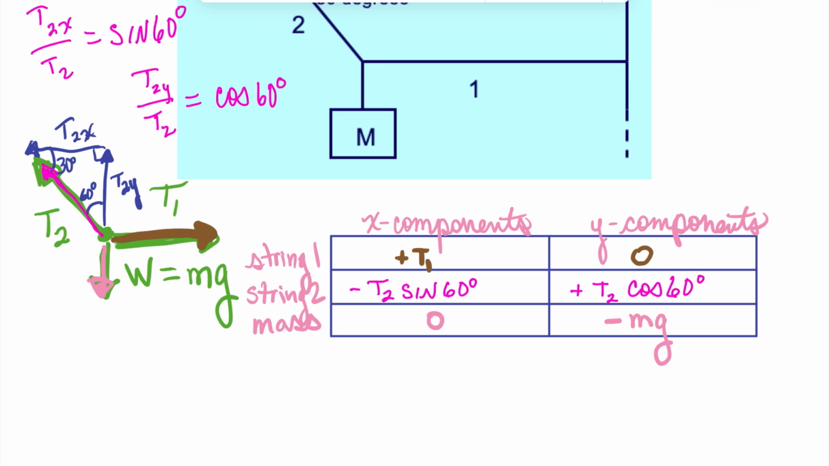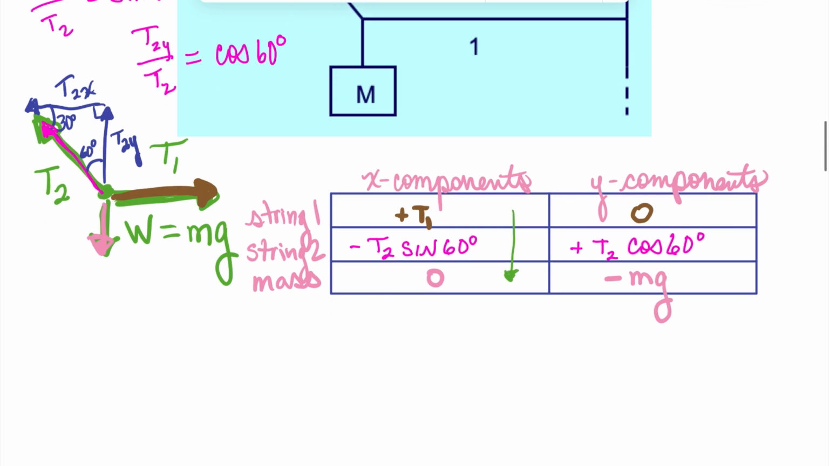Okay, now we're going to add up all of the x components to get my resultant in the x direction, and then I'll add up all of my y components to get my resultant in the y direction. And I'm going to be using Newton's second law. So the sum of the forces in the x direction has to equal the mass times the acceleration in the x direction. So there is my sum of the x component forces, and that is going to be equal to 0.